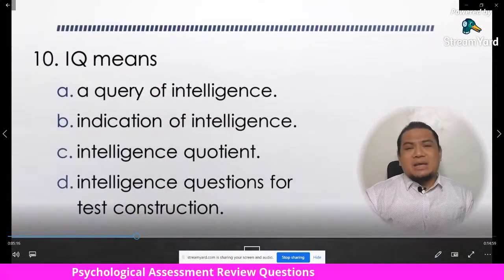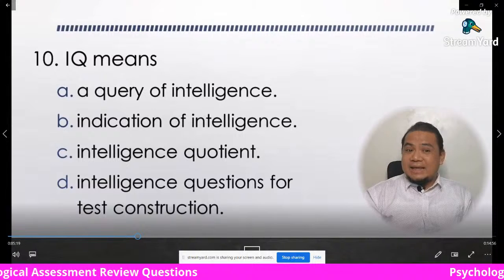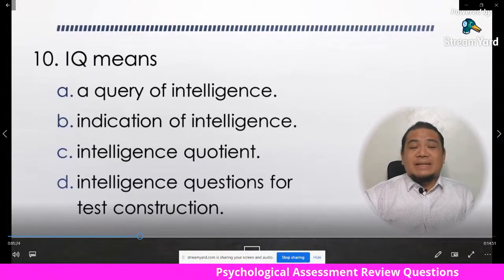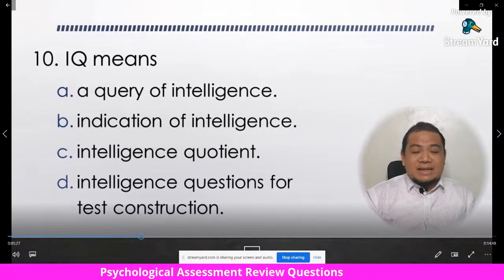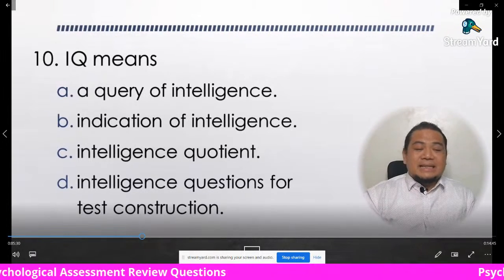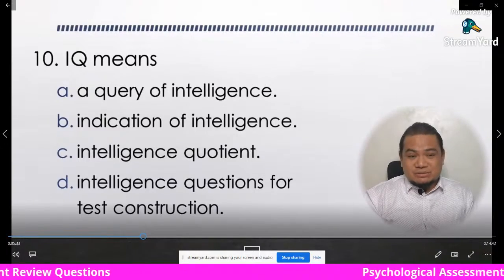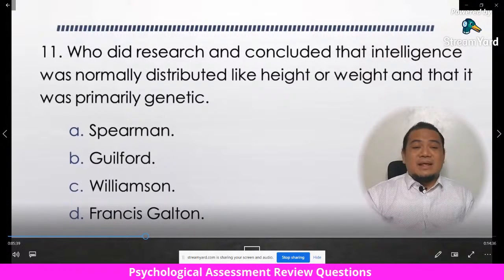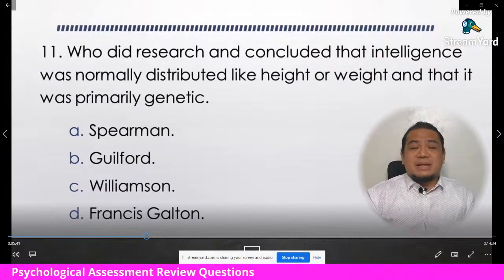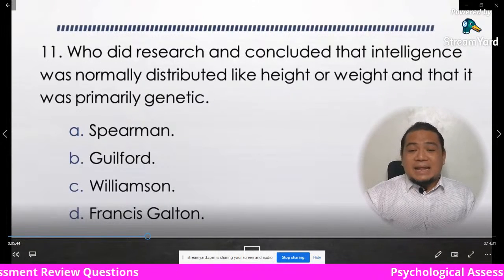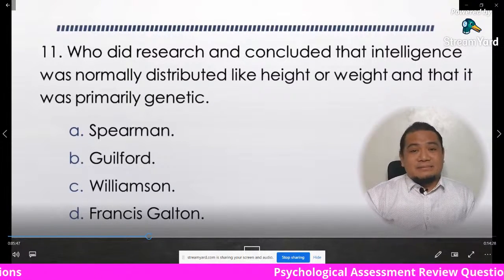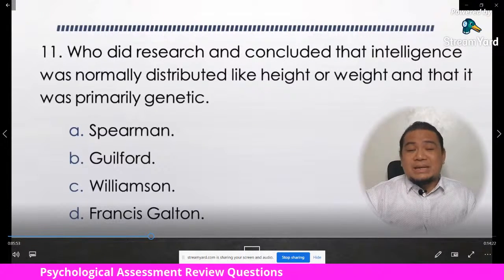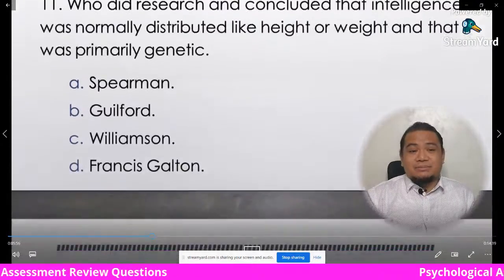Number 10, IQ means. Is it A, inquiry of intelligence? B, indication of intelligence? C, intelligence quotient? Or D, intelligence questions for test construction? Number 11, who did research and concluded that intelligence was normally distributed like height or weight, and that it was primarily genetic? Is it A, Spearman, B, Guilford, C, Williamson, or D, Francis Galton?